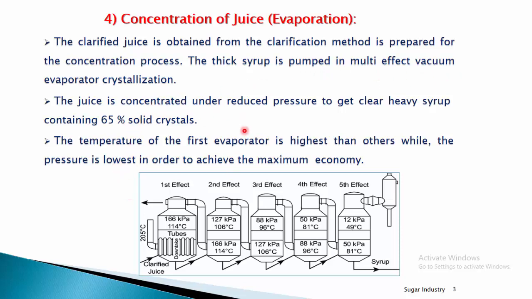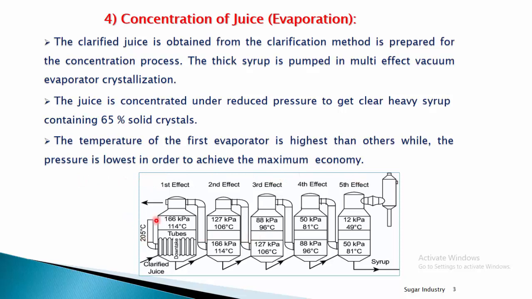In this multi-effect evaporator, the juice is concentrated under reduced pressure to get clear heavy syrup containing 65% solid crystals. You can see the juice passes through the first, second, third, fourth and fifth evaporator. At the end of the fifth evaporator, we get 65% solid semi-crystals. One more thing: the temperature of the first evaporator is the highest, while the pressure is lowest, in order to achieve maximum economy.